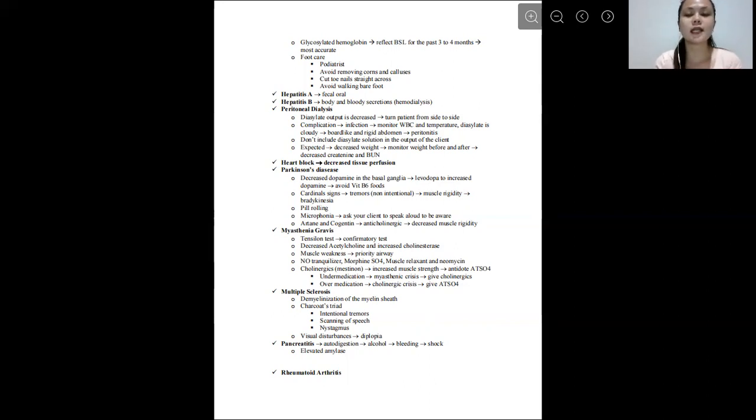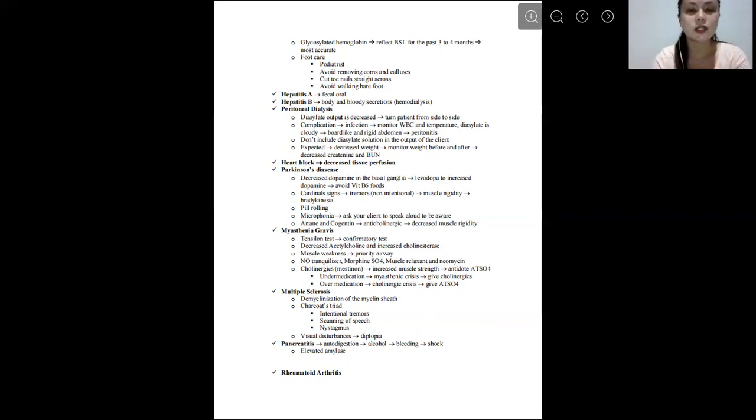So cardinal signs are the signs most commonly seen in individuals who have Parkinson's disease. These are tremors, which are non-intentional shaking, muscle rigidity, and bradykinesia. Pill rolling is usually seen in Parkinson's disease. They are like rolling pills between the index finger and thumb.